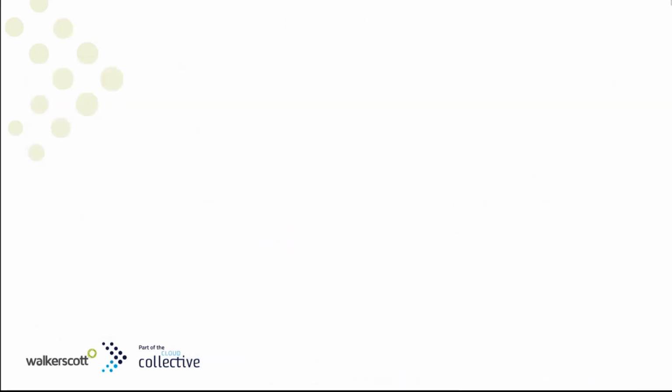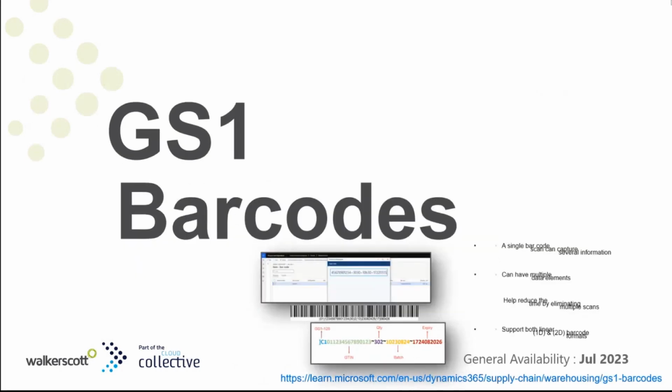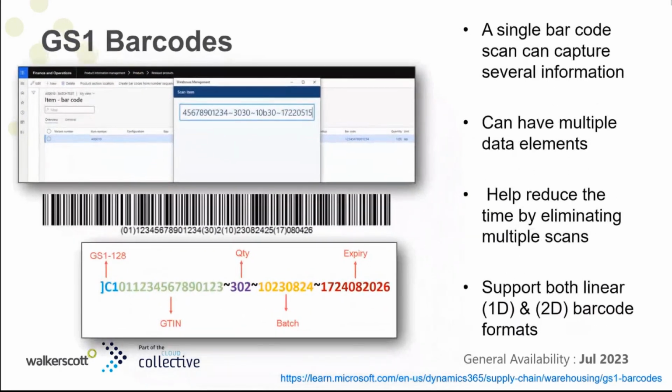And now I'll move on to the last topic, which is GS1 barcode. The GS1 support in supply chain management streamlines warehouse scanning by enabling a single GS1 barcode scan to extract all necessary information, which saves time and enhances accuracy by eliminating the need for multiple scans or manual data entry.